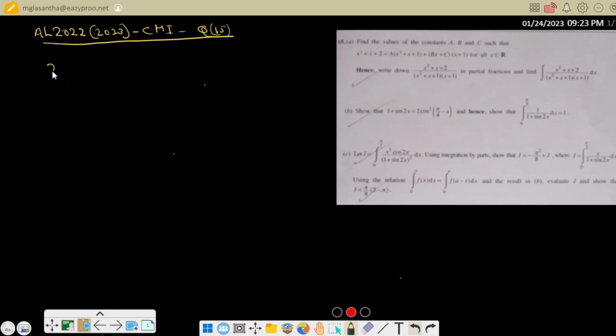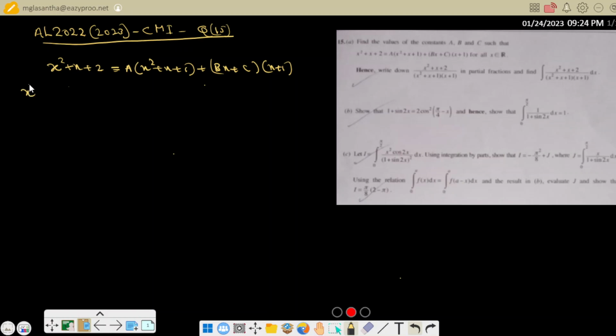So this is the identity: x squared plus x plus 2 equals A times (x squared plus x plus 1) plus (bx plus c) times (x plus 1). Right? Now you can equate the coefficients on both sides.